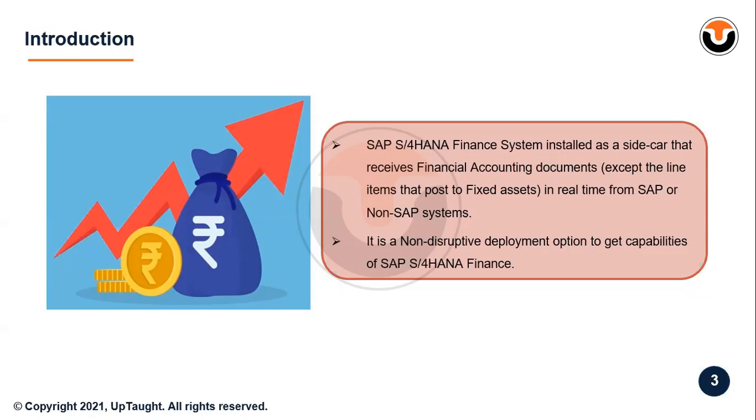So basically, S4 HANA Central Finance is installed as a sidecar, so that it receives the financial accounting documents in real time. Whatever data is booked in the other system flows immediately to this S4 Central Finance system in real time from the SAP. Or sometimes, if you have a non-SAP system, there can be a methodology using which you can let the data flow into the system. So this is about central finance.